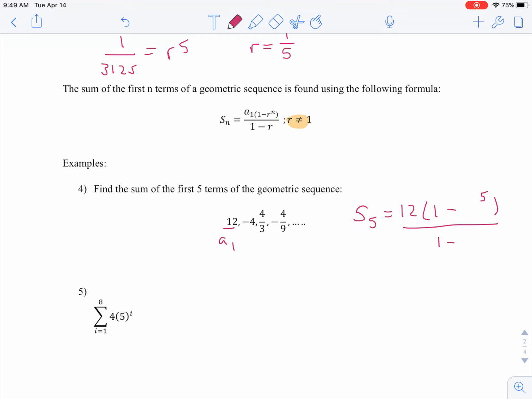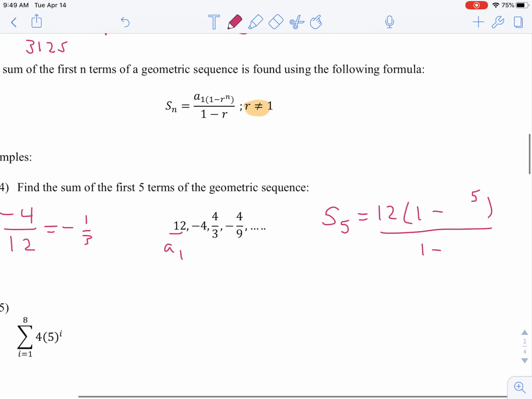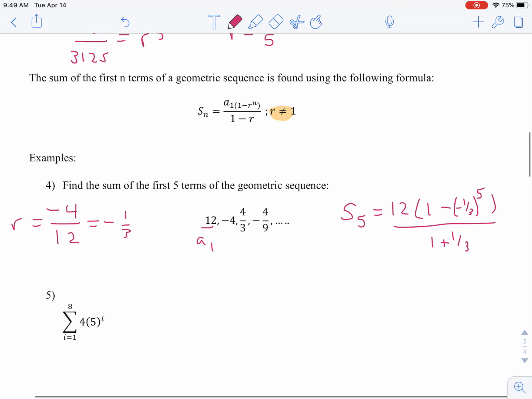So remember, r is from dividing a term by its preceding term. So negative 4 divided by 12 is r. So we get negative 1/3. Be careful with parentheses up here on top. This really just becomes plus 1/3 then on the bottom. And we can go to our calculator then for this next part. So I'll work on the inside there first. While I'm doing this, you guys should be checking that you can get this as well.